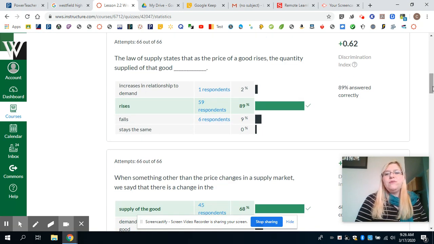Okay, so most of you got this one. The law of supply states that as the price of the good rises, the quantity supplied of that good rises. There's a direct relationship between price and quantity supplied. Remember, it's the opposite of demand.